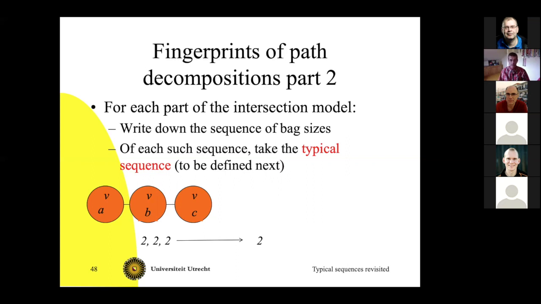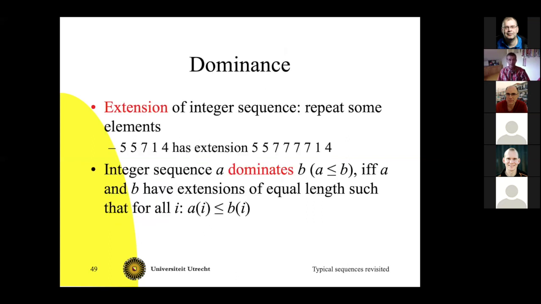And I'll define next what is the typical sequence. But before defining the typical sequence, I need to introduce a few notions here. The first notion is just the extension of a sequence of integers. An extension is just, I take the sequence and every number in the sequence can be repeated one or more times. So for instance, if we have the sequence 5, 5, 7, 1, 4, we might determine to repeat 7 a number of times, and we might repeat other numbers more than once or not.